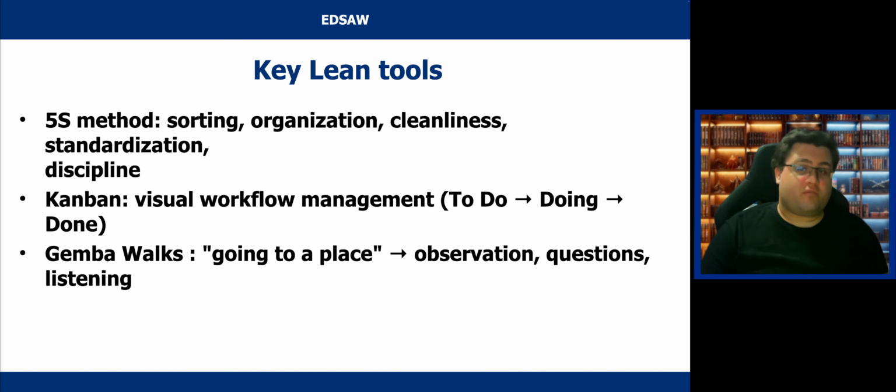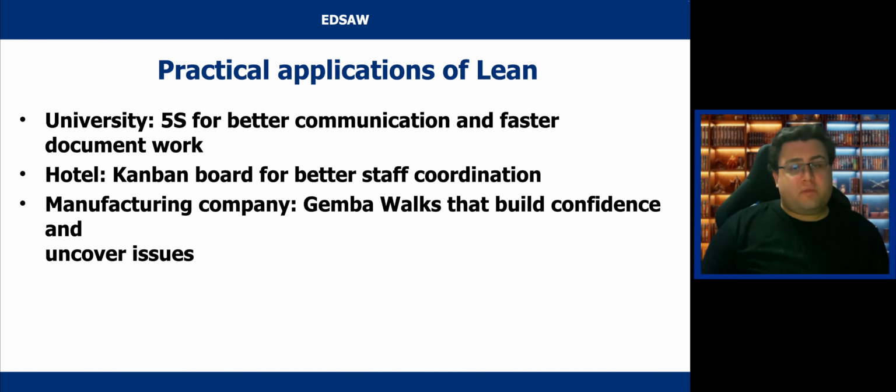philosophy into everyday operations. Lean management may seem like a method mainly suitable for factories, but in fact, it has proven itself in many other environments. Let's look at three examples. The first example is a university. Here, the 5S system was implemented to improve communication and document management. Thanks to sorting, organization, and standardization, chaos in the administration was reduced and processes were accelerated. Students and staff gained faster access to information and saved a lot of time.